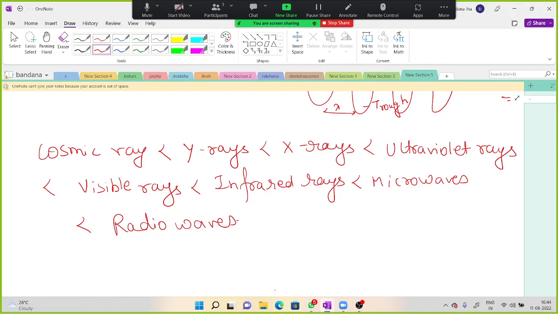Infrared. Take the word, after visible rays, infrared. Infrared, okay. That we can see in our toasters, the bread toasters, then ovens, or room heaters, or sandwich makers. Infrared rays are there. In fact, the cooker is also there. Coiled cooker is also coiled. This cookware is also there.